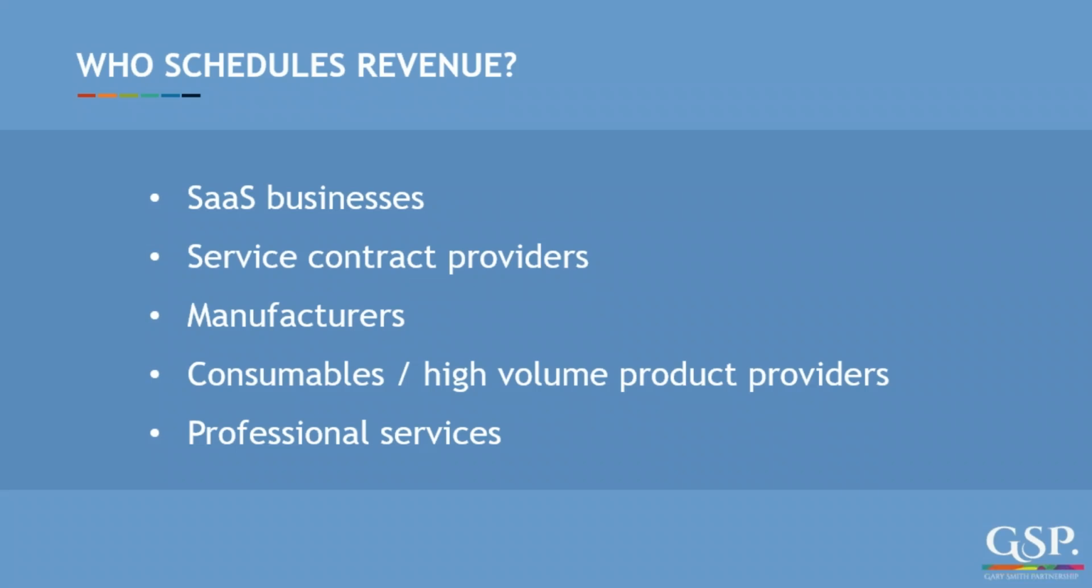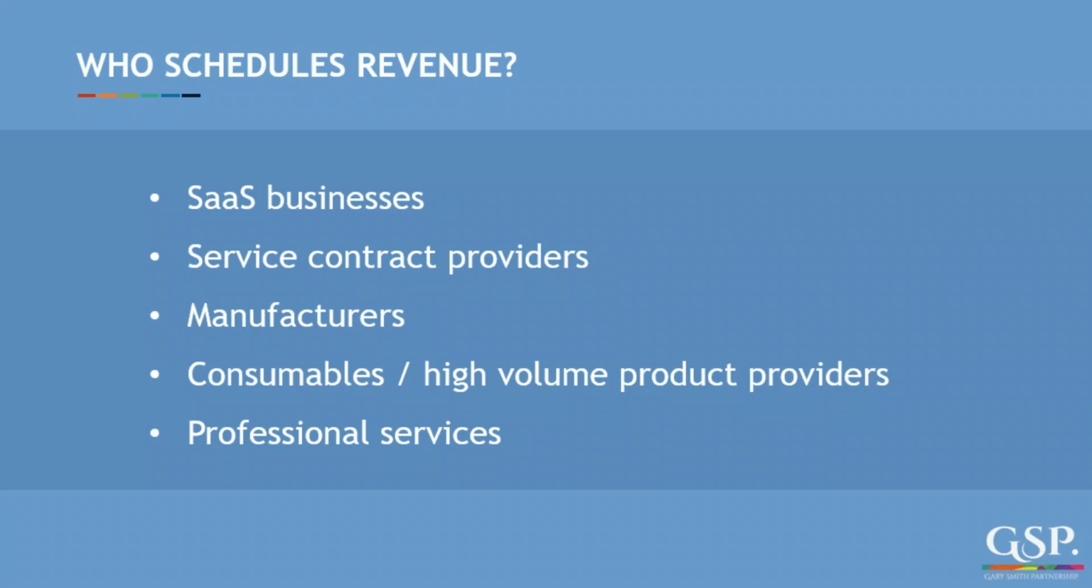A lot of professional services providers, of course. We have some companies that do projects over 2 or 3 months. We have one client that typically runs a project for 2, 3, 4 years. And again, they need to schedule that revenue out over time. So lots of people need to schedule revenue.